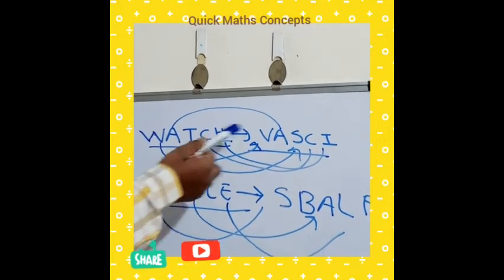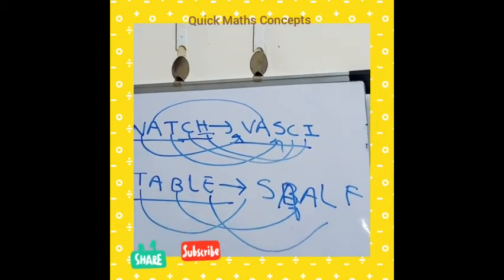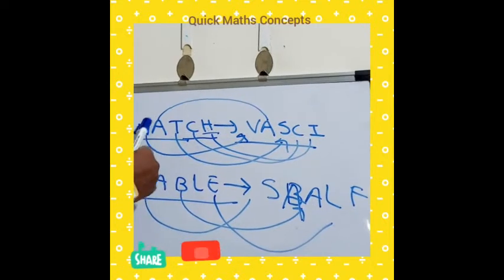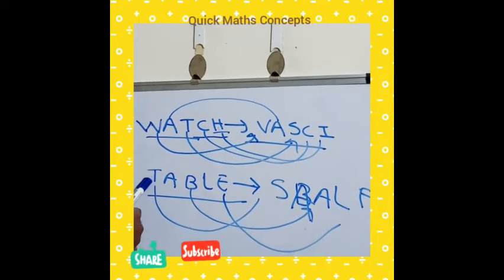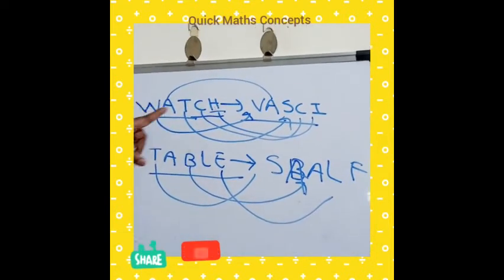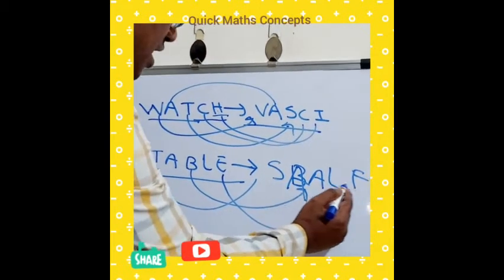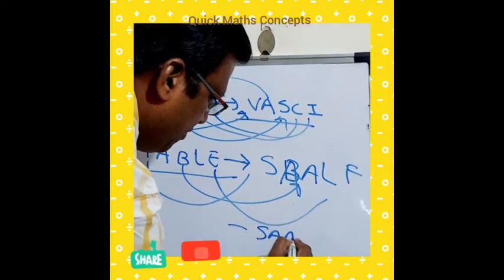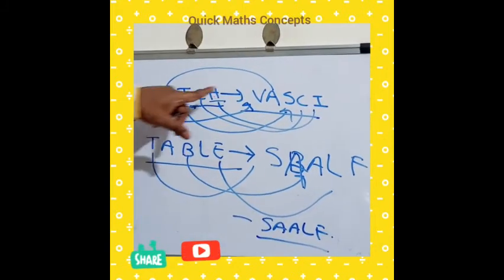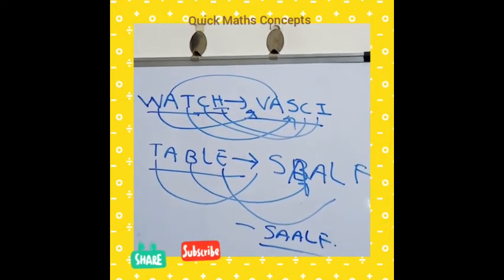A is written straight away, so we should also write A here. What is the letter here? W. Before W, what is the letter? V. So before T, what is the letter? S. The logic is that we need to compare each letter with its corresponding written letter. So table is written as SAALF. This is the way you can verify whether your answer is correct or not. When watch is written as VASCH, then table is written as SAALF. That is the correct answer.